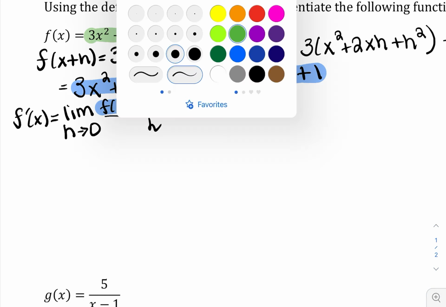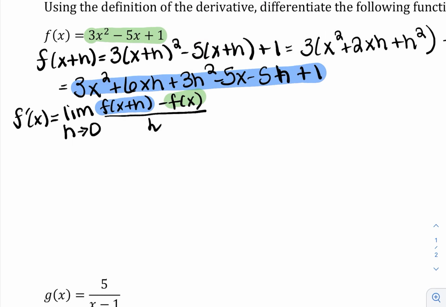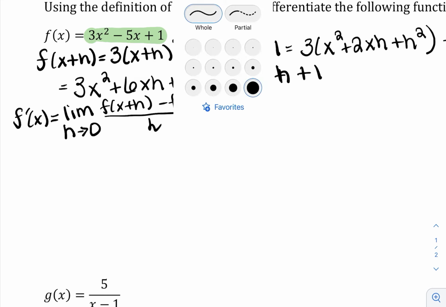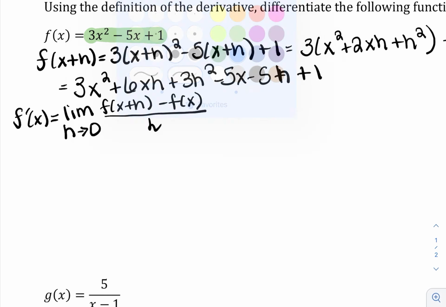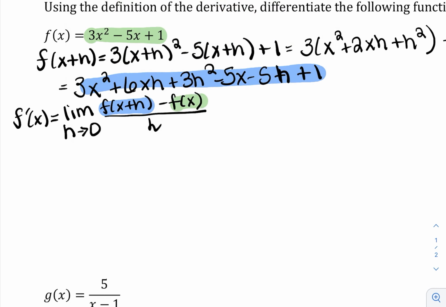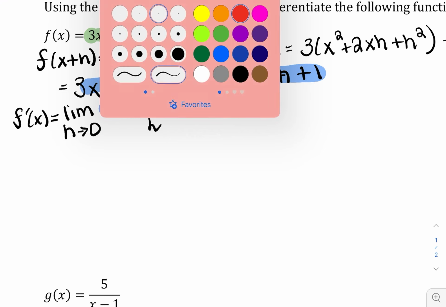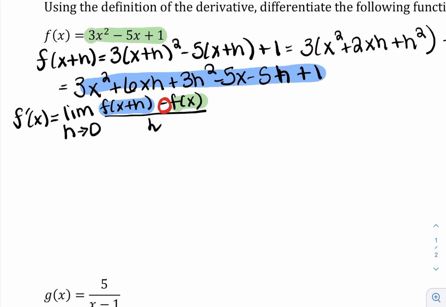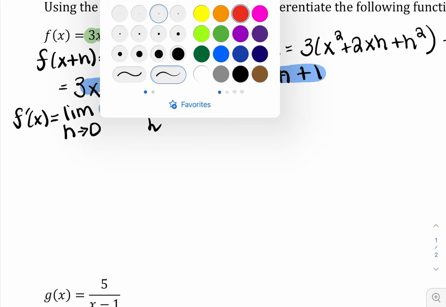Now, the key to remember, and a very common mistake that I see in these types of questions algebraically, is that people forget about the negative here. So the negative is in front of the entire f of x. So be very careful with that because you need to distribute the negative to the entire f of x. So here we go. So don't forget about this negative.